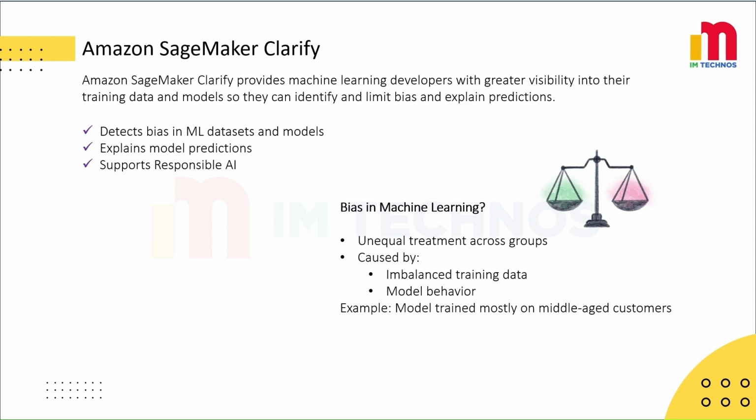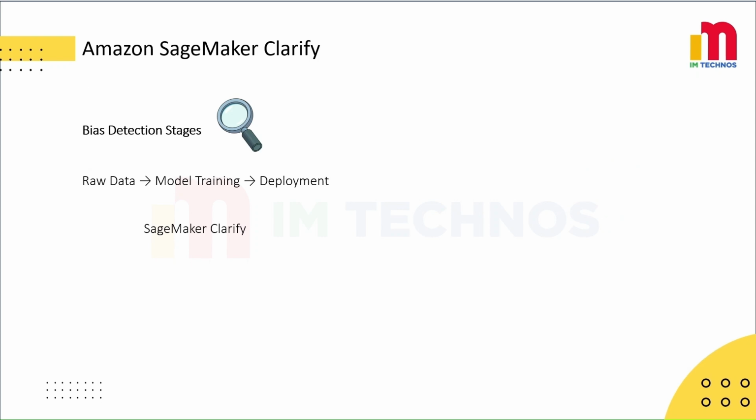We can measure whether differences exist in outcomes across groups, and we can analyze which input features are influencing predictions the most. This is where Amazon SageMaker Clarify becomes important. SageMaker Clarify helps you examine your dataset and your model to identify potential bias. You can analyze bias at different stages: before training, by examining your raw data; after training, by evaluating model predictions; even after deployment, by monitoring the live model. You define which attribute you want to evaluate, such as gender, age, or income group, and Clarify calculates fairness metrics to detect differences across these groups.